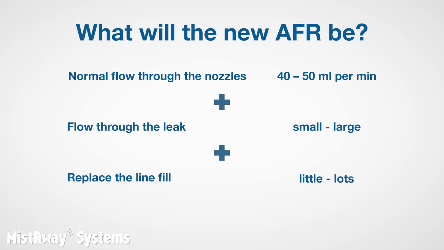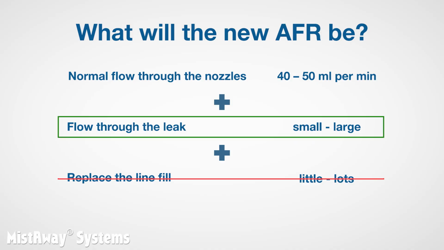Third, there is the amount of line fill that leaked out of the nozzle circuit between mist cycles. This could also be either a lot or a little, depending on where the leak is in the nozzle circuit and how gravity affects it. So how do we use this knowledge? To determine the actual size of the leak in the nozzle circuit, you need to measure the flow rate starting with full lines. When we do that, we eliminate the line fill component of the AFR. Since we know the normal flow through the nozzles, by difference, this allows us to tell whether the leak itself is large or small.